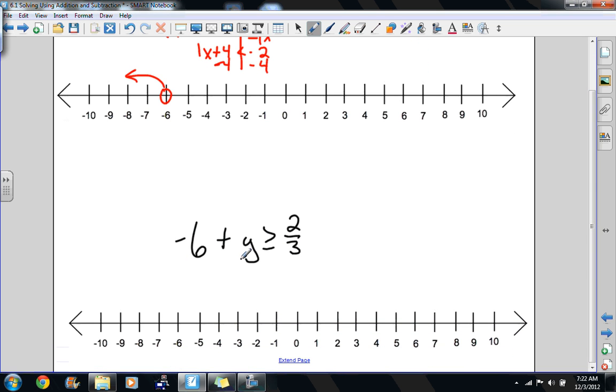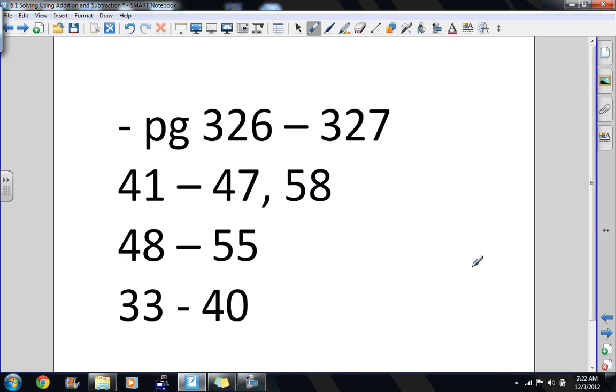This one here, same idea. I'm going to add 6 to both sides. And I will get y is greater than or equal to. Now, a couple different ways you can write it. You could go 6 2/3. You could go 6.67. You could also turn this into 18/3 and turn this into 20/3. Any one's fine. But either way, 6 2/3 is going to go right about there. It's going to be a closed circle. And the y is bigger, so it's going to shade to the right. Okay?